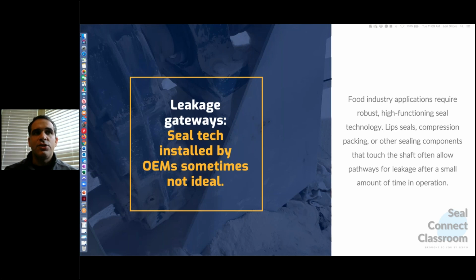Oftentimes in industry, that's flush water. But in the food industry, you would be adding that to the ingredient, to the actual food itself, and therefore they have to run dry. Now, when these sealing solutions run dry, they create friction and heat, which eventually creates wear on the shaft, and that wear eventually leads to a leak gateway, if you will. And as it leaks, it becomes a constant cycle of maintenance and cleaning and downtime, which creates safety issues and product loss.